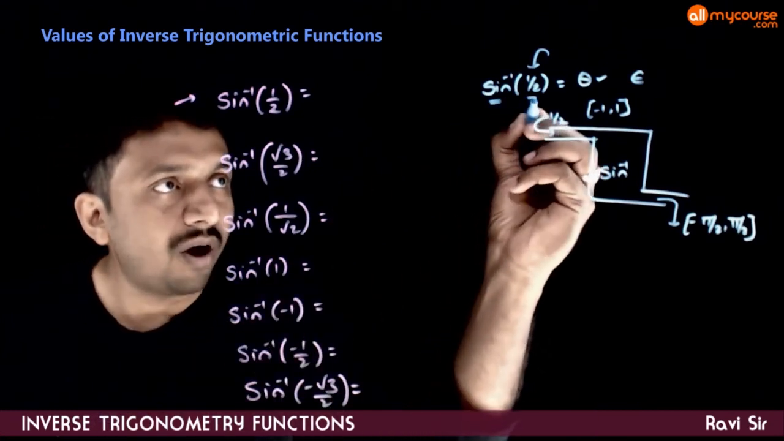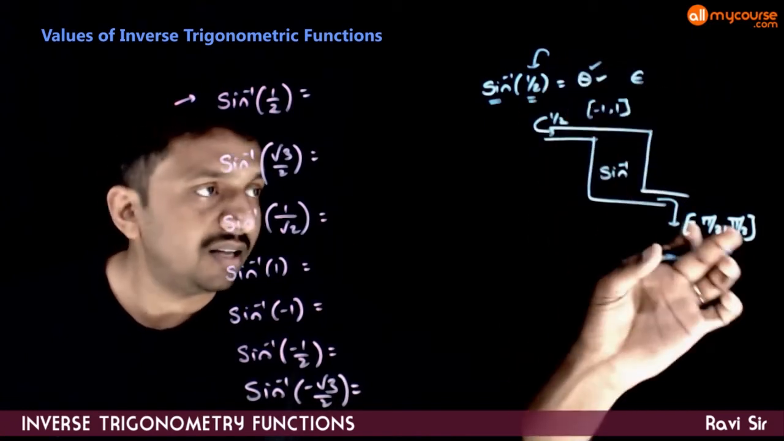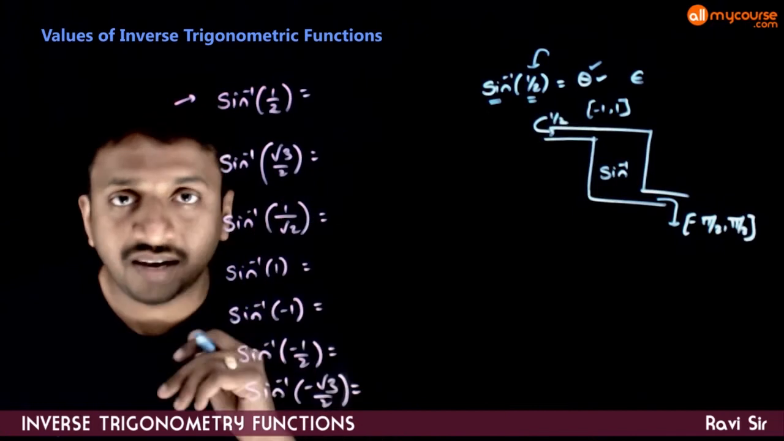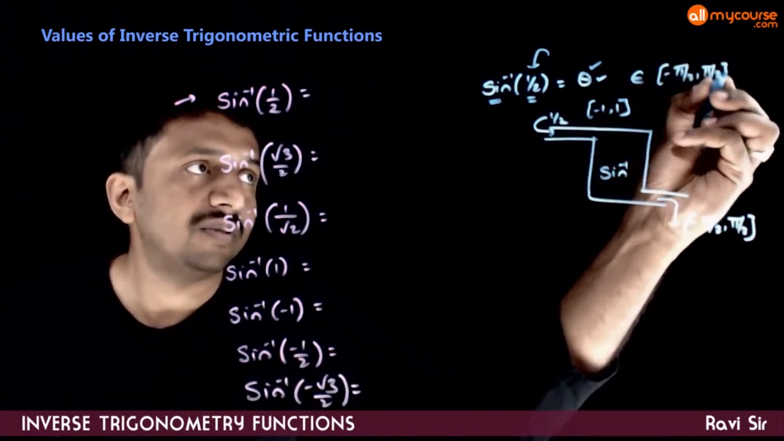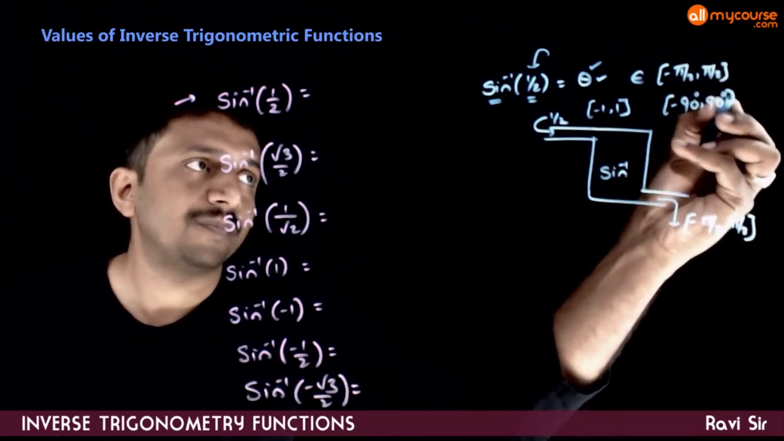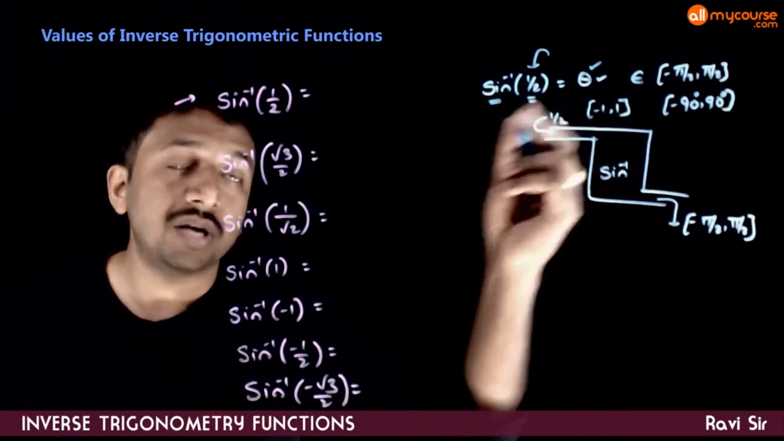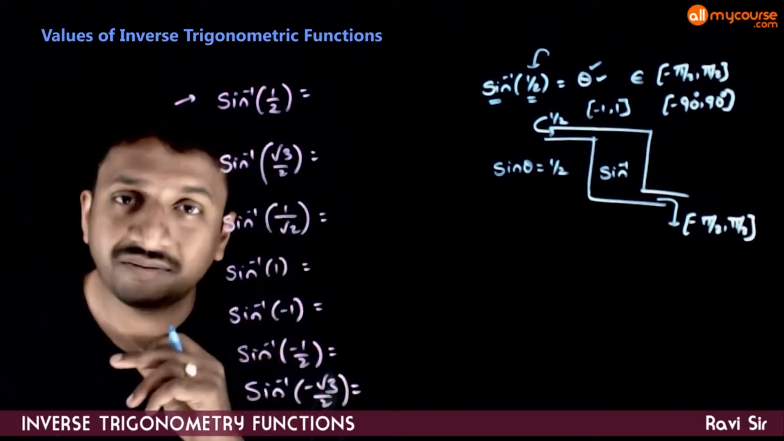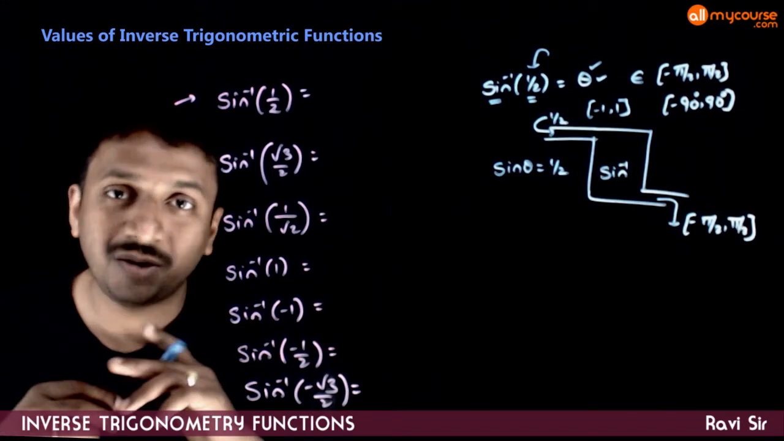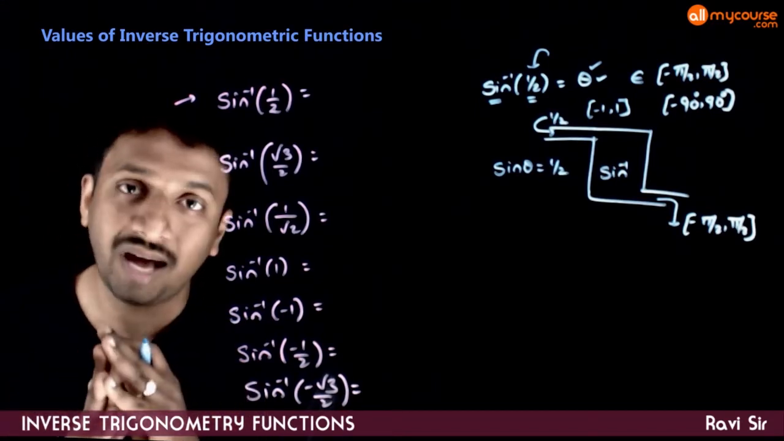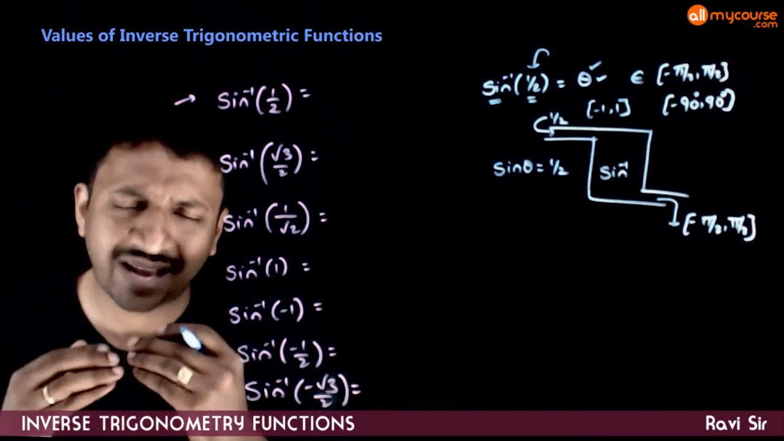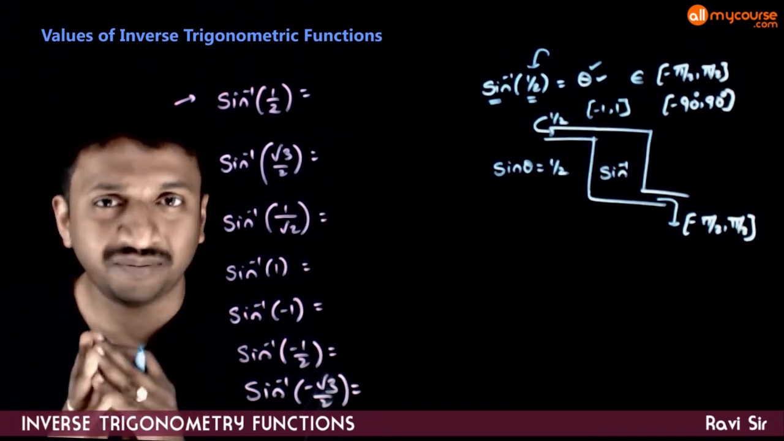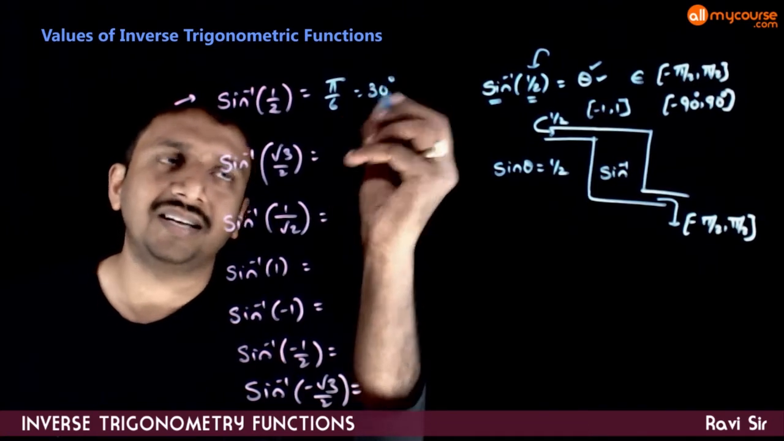That means for sine inverse of whatever number you have, you always get an answer between minus pi by 2 to pi by 2. So sine inverse of half is an angle which belongs to minus pi by 2 to pi by 2, that is minus 90 degrees to plus 90 degrees, such that sine theta is equal to half. So if I ask you sine inverse of half, you need to give me some angle between minus pi by 2 and pi by 2 whose sine is equal to half. So for what value of theta is sine equal to half? Pi by 6, right? Pi by 6 or 30 degrees.